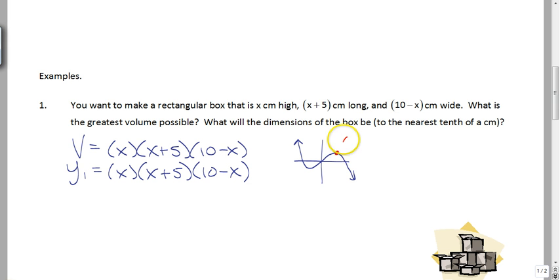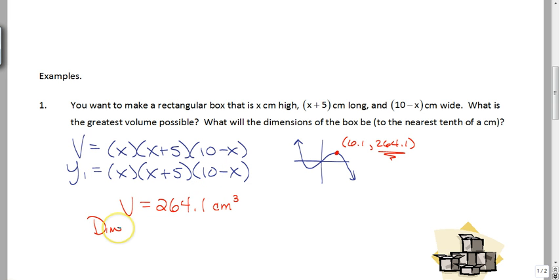So you use your graphing calculator to find a max of (6.1, 264.1), and then it says your maximum volume is 264.1 centimeters cubed. That's our y. Now our x values are the dimensions. So we know that x is 6.1. So for our dimensions, we just plug it back into the original formula.